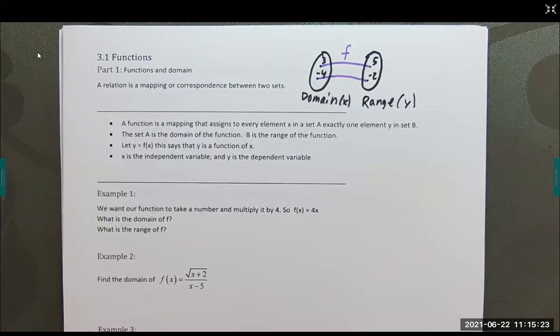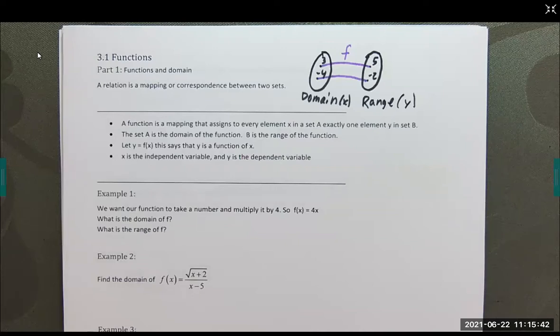A function is a mapping that assigns to every element X in a set A exactly one element Y in set B. The set A is the domain of the function, and B is the range of the function. That's what I just explained. Let Y equal f of X. And this says that Y is a function of X.